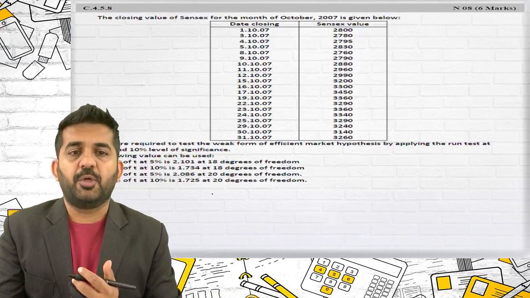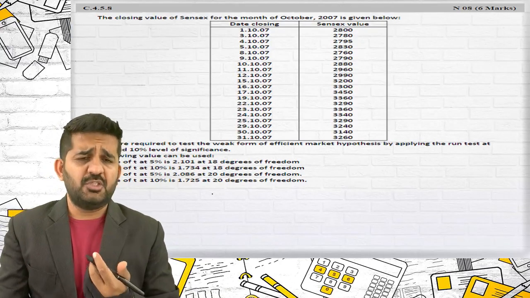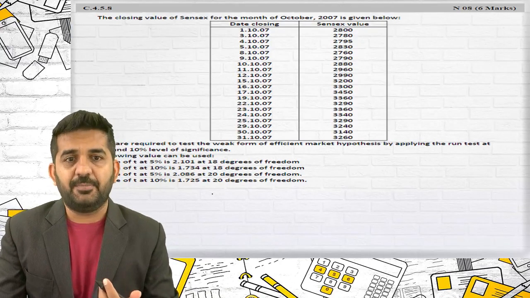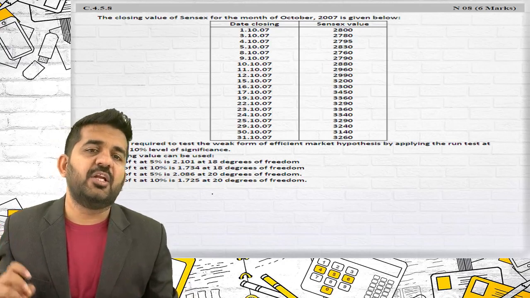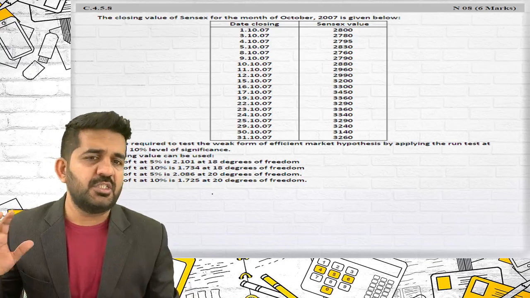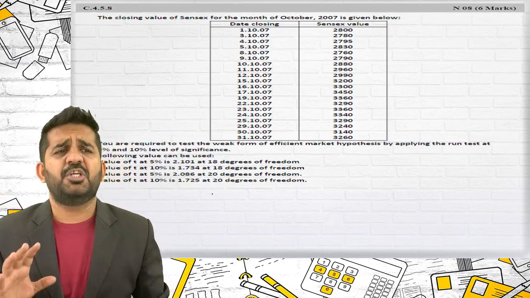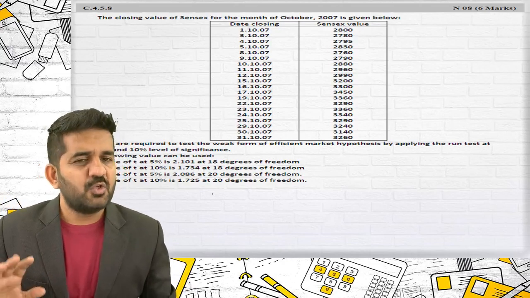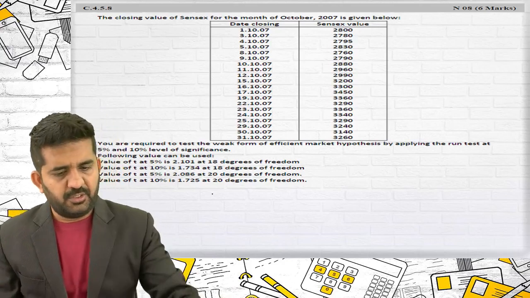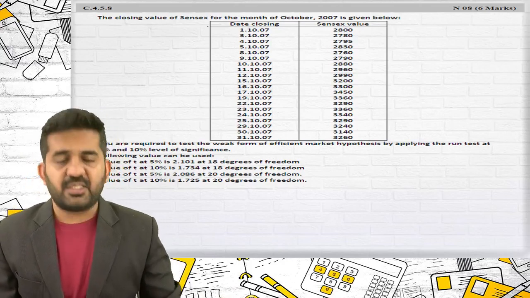The next question that we are going to do is on the efficient market hypothesis. Normally this portion is asked in the theory part. We will go into detail on the t-test and efficient market hypothesis as far as theory is concerned. In practical, one question in November 2008 was asked, so we are just solving that particular question. The closing value of the Sensex is given.